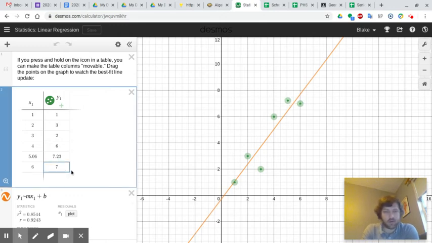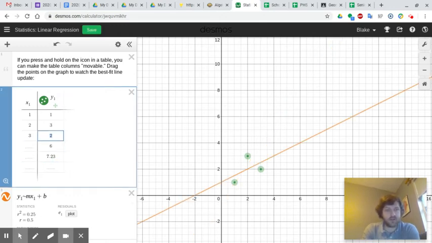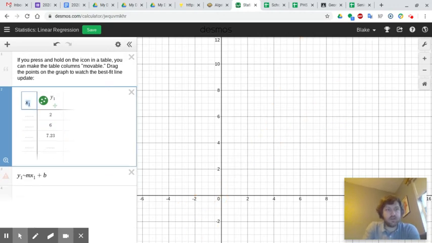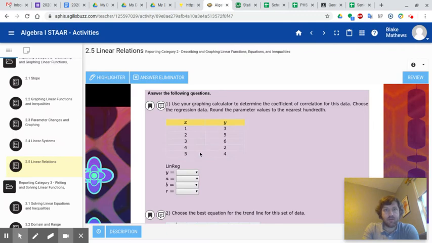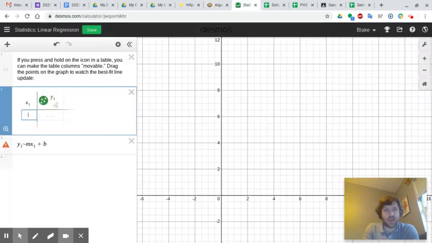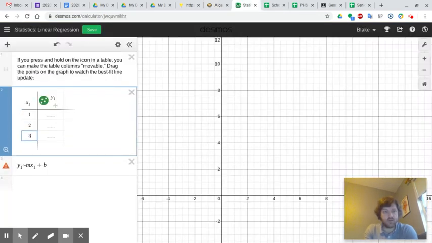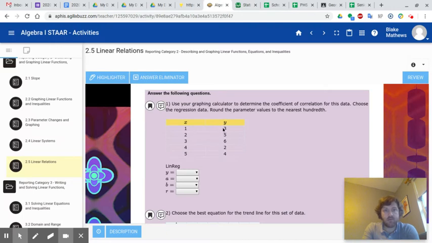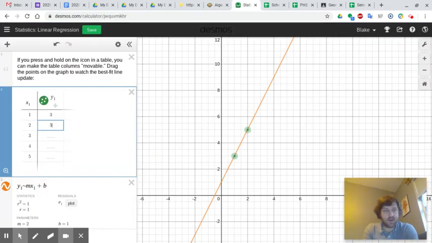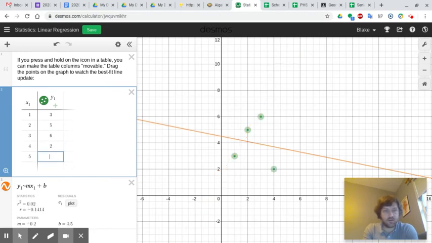We're going to delete all of the information out of here. Now we're going to enter the information that we have: 1, 2, 3, 4, 5 into X. In between each of those, I'm just hitting enter to move to the next line. Then I go to my Y, and I have 3, 5, 6, 2, 4.